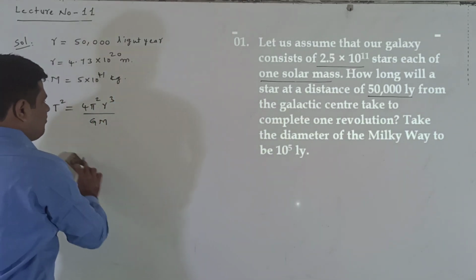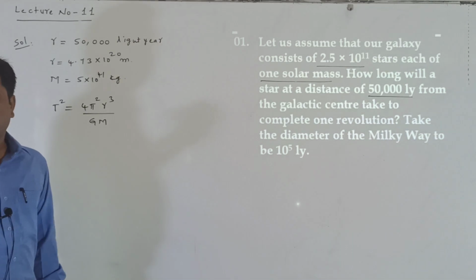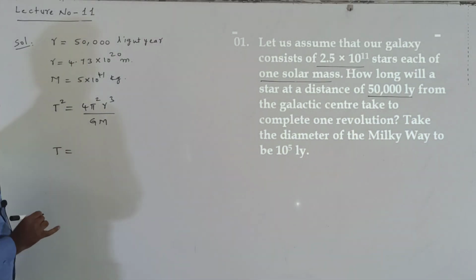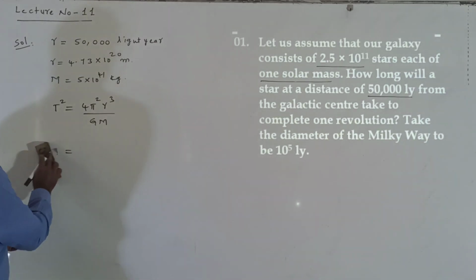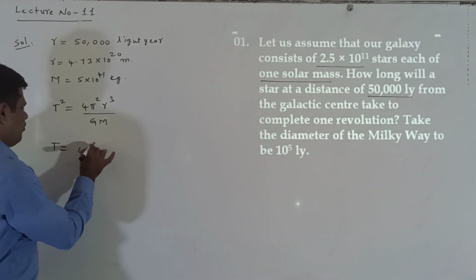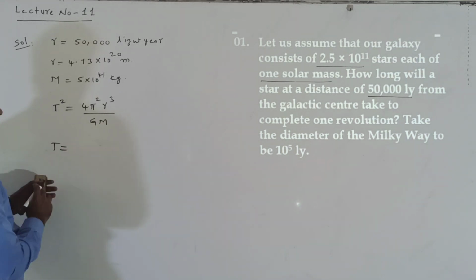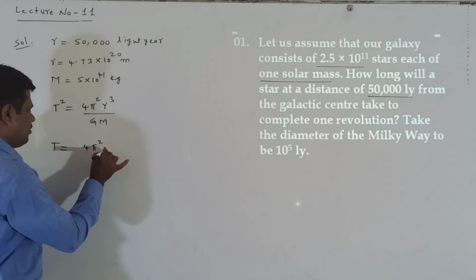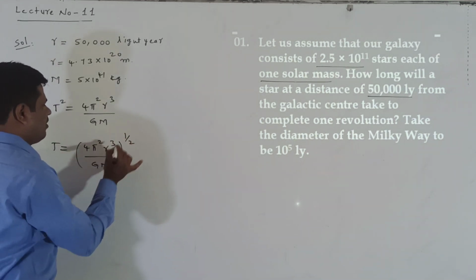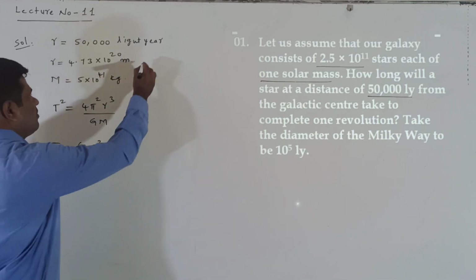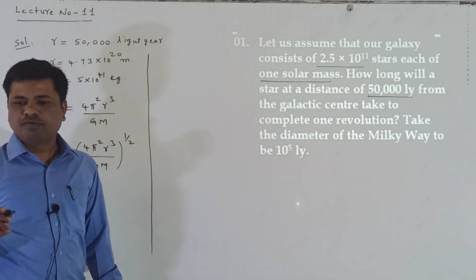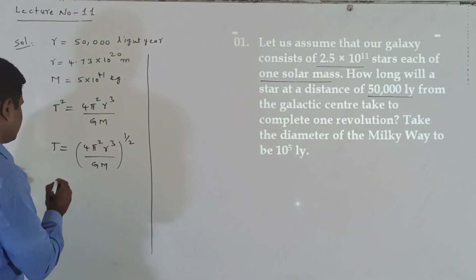Now in this formula we substitute the values. The time period T is required. To find the time period, T is equal to 4 pi squared into r cubed by GM, whole power of 1 by 2. Now we substitute all the values.